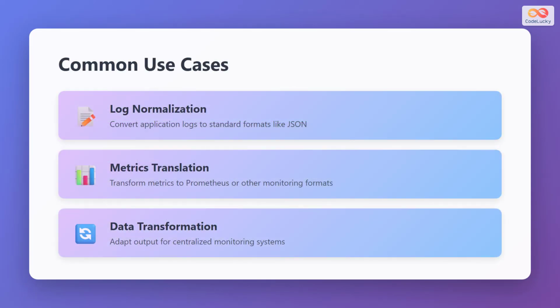The adapter pattern shines in three main scenarios. First, log normalization, where it converts application logs into standard formats like JSON, making them easier to parse and analyze. Second, metrics translation, where it transforms custom metrics into formats compatible with monitoring tools like Prometheus. Third, data transformation, where it adapts output specifically for centralized monitoring systems. These use cases help you maintain consistency across diverse applications without changing the original application code.